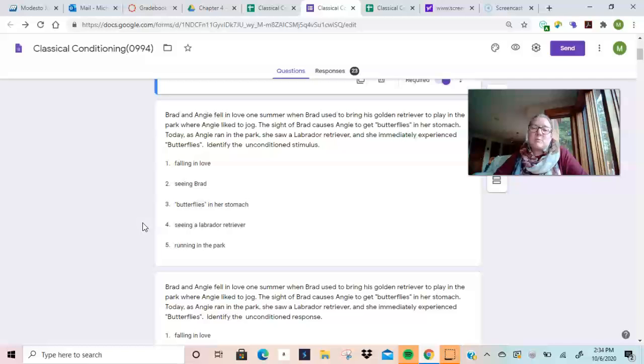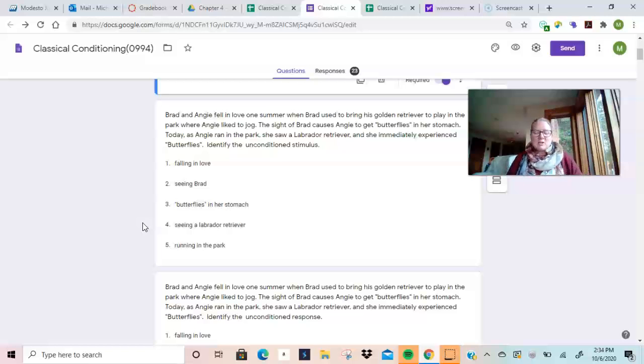So, the first one was: Brad and Angie fell in love one summer when Brad used to bring his golden retriever to play in the park where Angie liked to jog. The sight of Brad causes Angie to get butterflies in her stomach. Today, as Angie ran in the park, she saw a Labrador retriever and she immediately experienced the butterflies again. So identify what is the unconditioned stimulus.